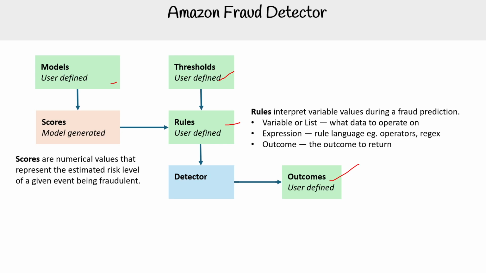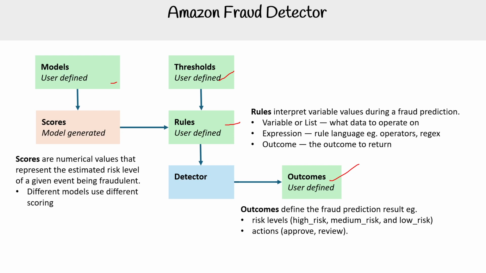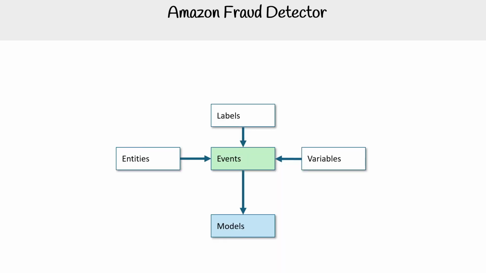There are scores, which are numerical values that represent the estimated risk level of a given event being fraudulent. Different models use different scoring, so understand that. You have your outcomes, which define the fraud prediction results. So that could be risk levels or actions. You can define whatever you want for your outcomes.